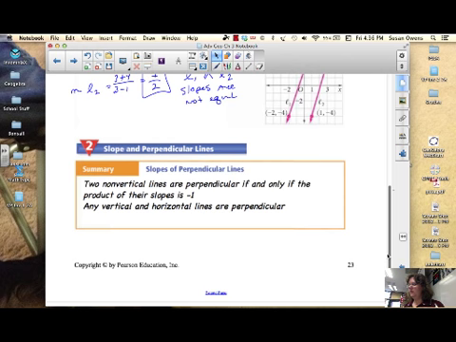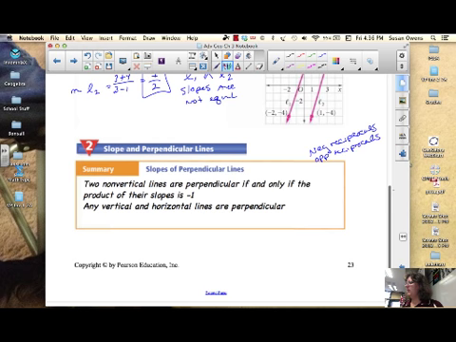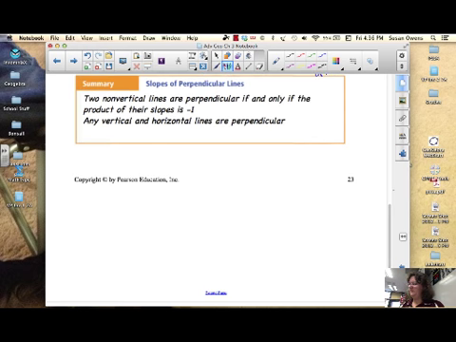But any two lines in which neither one of them is vertical are perpendicular if the product of their slopes is -1. Now, a lot of you learned this as the slopes must be negative reciprocals of each other, or sometimes we call it opposite reciprocals. And that's fine for determining if lines are perpendicular. You can use that.